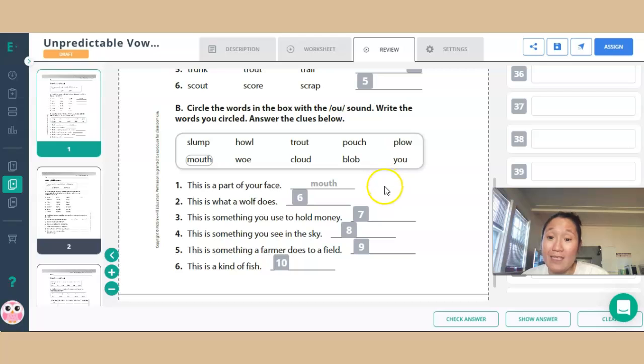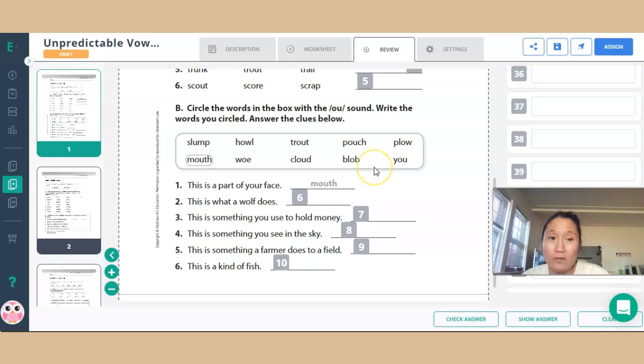Answer the clues below. This is a part of your face. Mow, owls. Okay? This is what a wolf does. You have to decide. Slump, mouth, howl, woe, trout, cloud, pouch, blob, plow, and you. Those are the words you have to pick from. This is something that you use to hold money. This is something you see in the sky. This is something a farmer does to a field. This is a kind of fish.